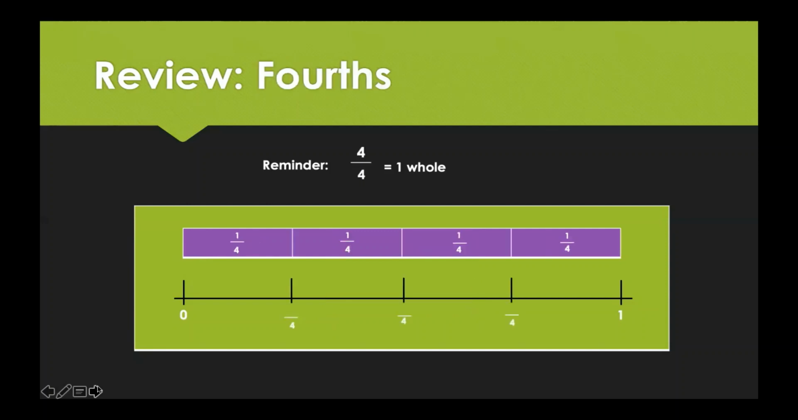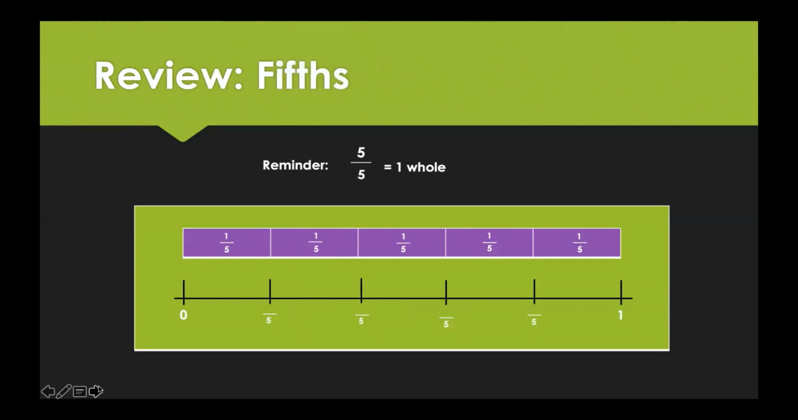Let's look at fourths. On this number line, I can see there are 4 equal spaces. Let's count. 0, 1/4, 2/4, 3/4, and of course 1, which is 4/4, represents the 1 whole. Let's continue.